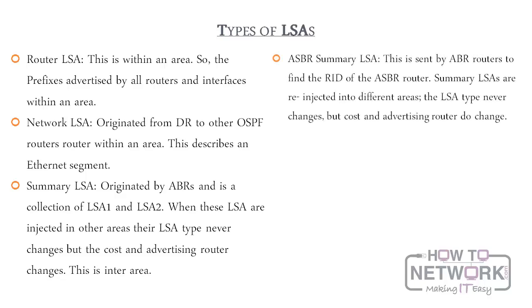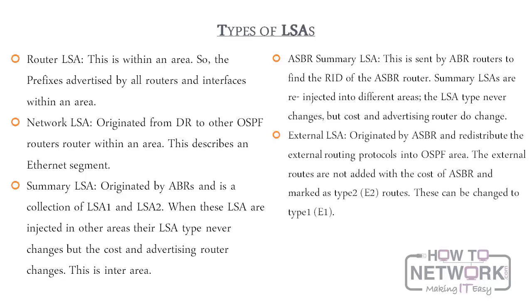And then we have ASBR summary LSA, or Type 4. This is sent by an ABR router to find the RID of the ASBR router. In short, they are originated by the ABR to describe the RID of the ASBR. Note that like ASBR summary, LSAs are re-injected into different areas. The LSA type never changes, but the cost and advertising router details do change.